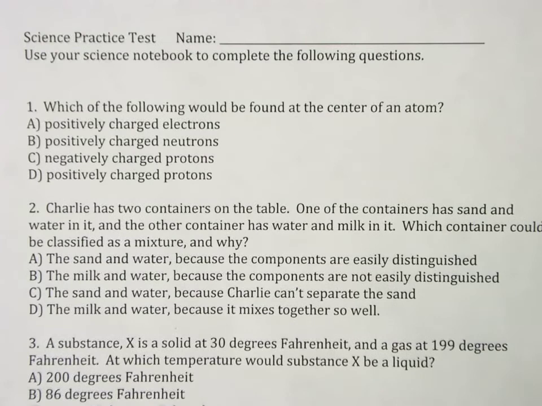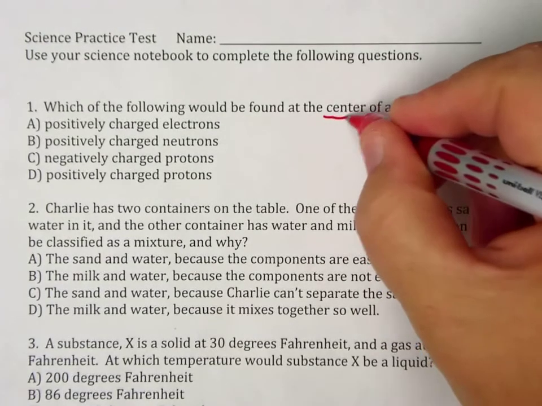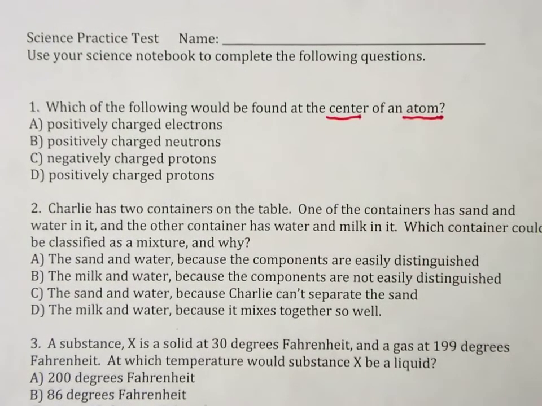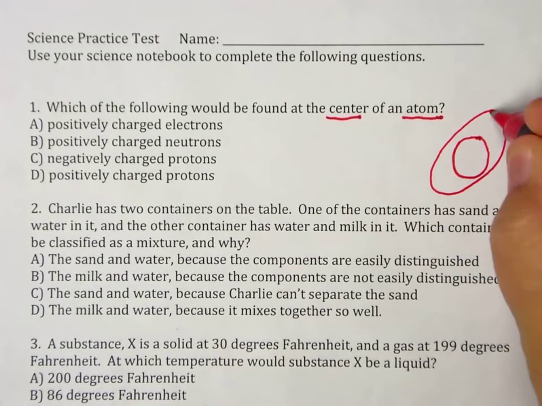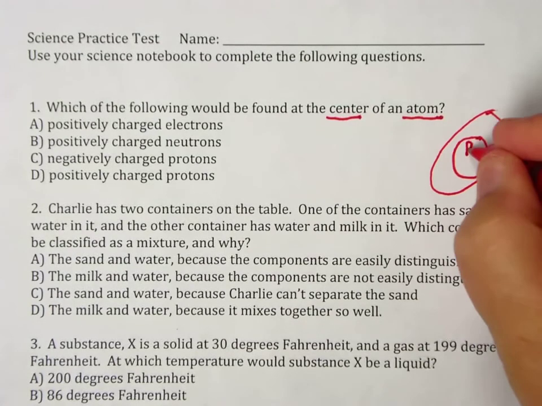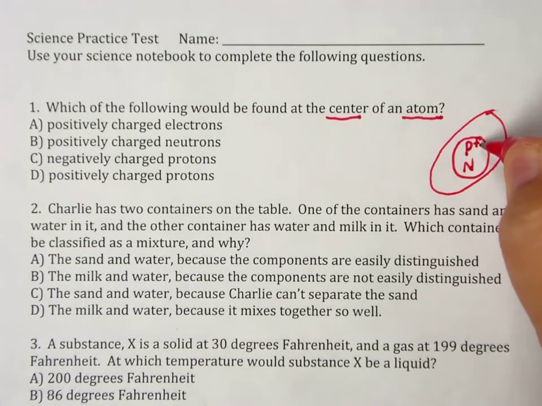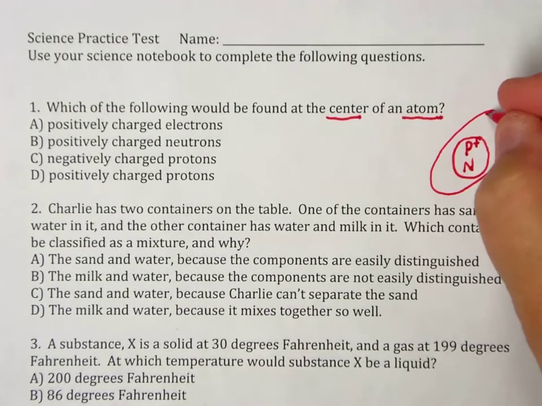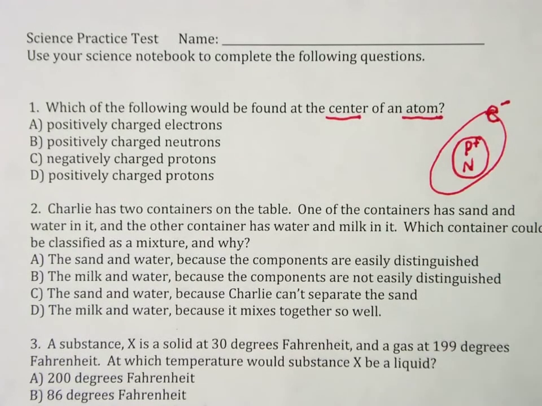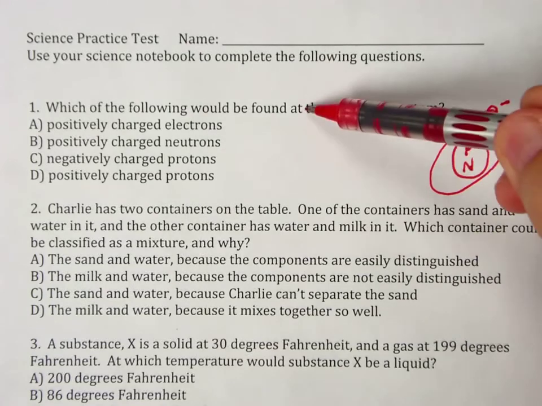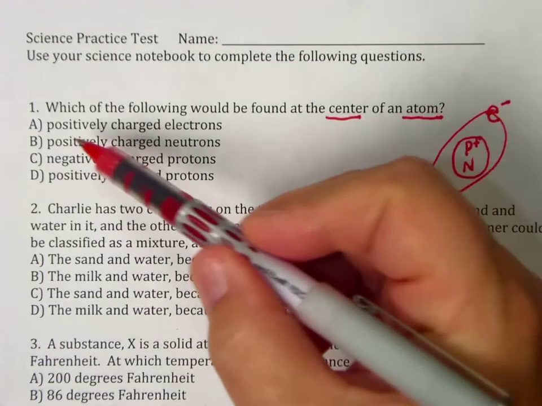which of the following would be found at the center of an atom? Okay, and what you should do is draw your atom and draw the things in it. Inside are Peggy and Norman, and don't forget Peggy gets a plus because she does all the work and Norman does nothing. And orbiting the atom are the children who do less than nothing, so they are negatively charged. So which of the following would be found at the center of an atom?